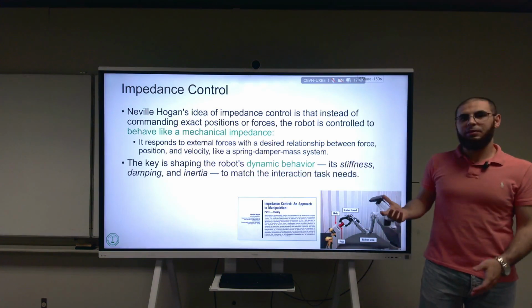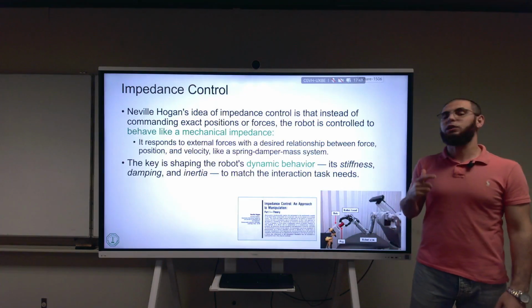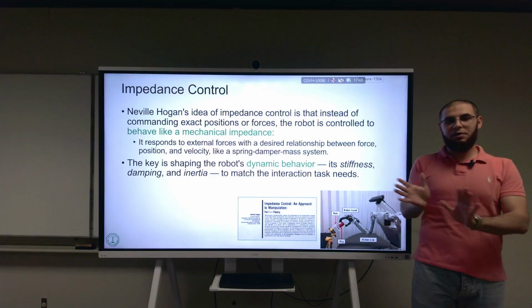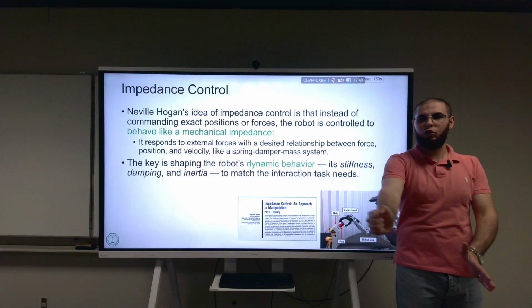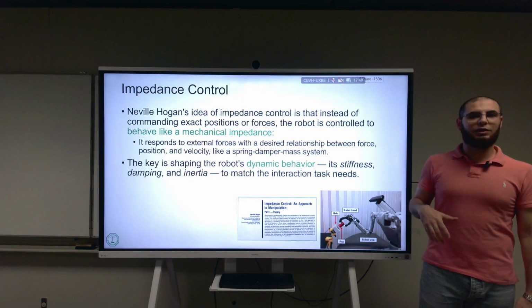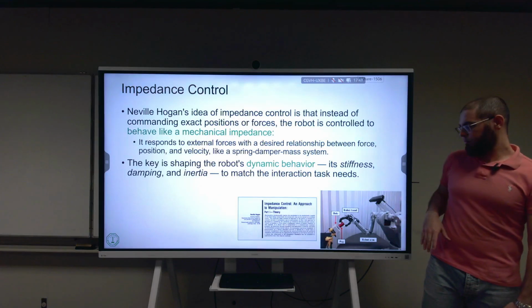We're shaping them to match a specific interaction dynamics that we would like to have, depending on the task, of course. So we're no longer thinking, you go to the problem and say, I want to control the position to be exactly this and the force to be exactly that. No, you control the dynamic behavior between them. For the joints or links or the end effector, what?